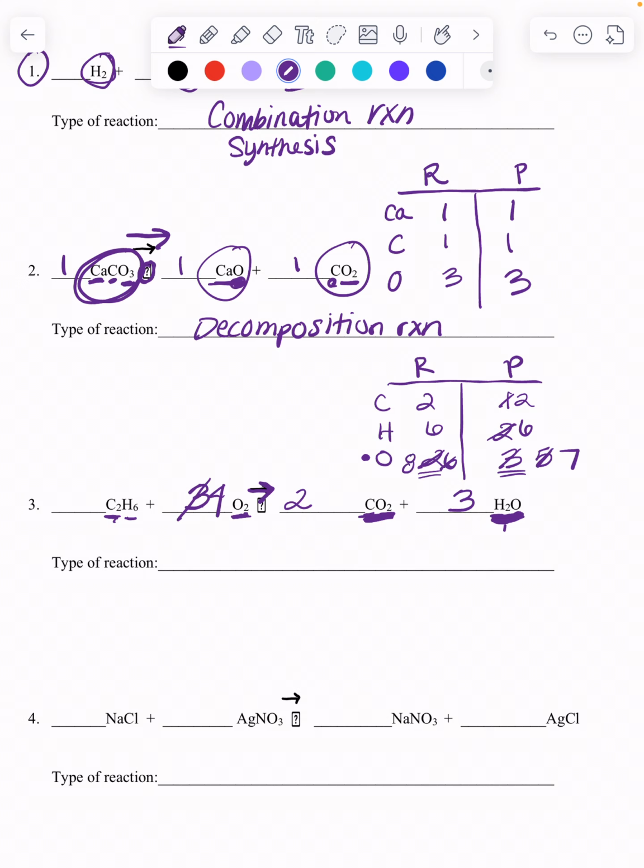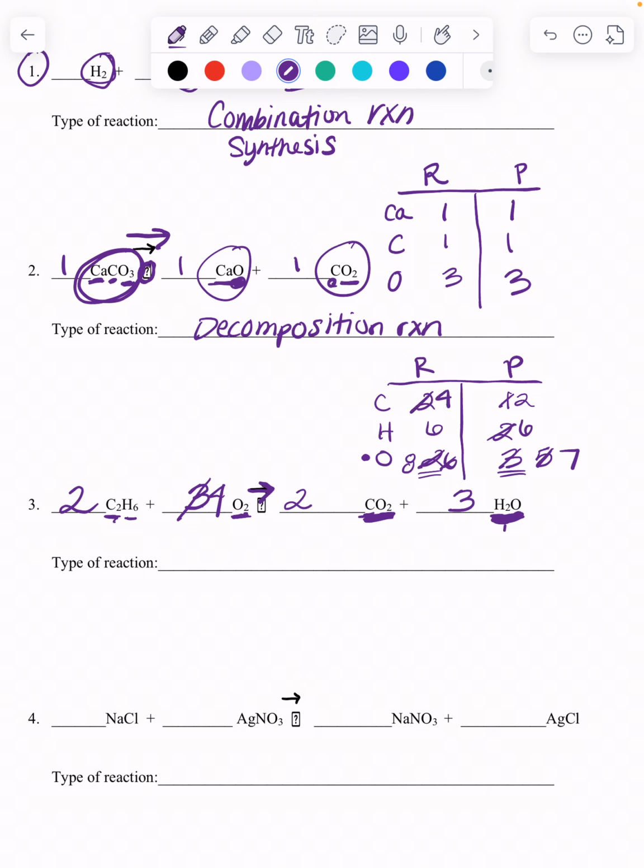Oops, sorry, it's getting a little messy. It is what it is. I have 8 there. And you know what? I think I'm going to double my C2H6 because I'm not seeing a way that I can easily balance this. So double C2H6, see what happens.